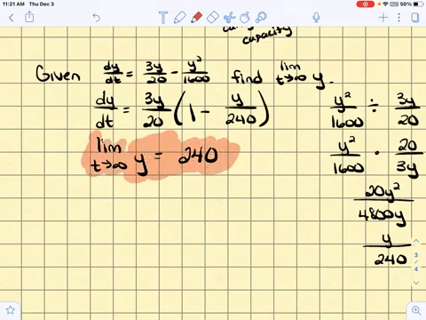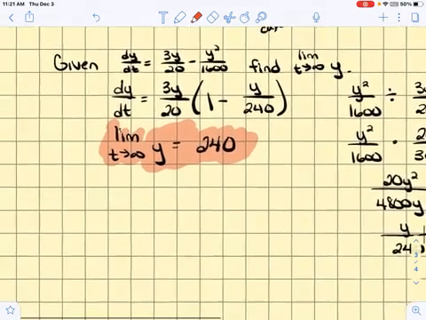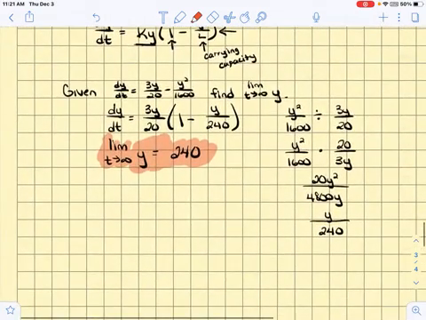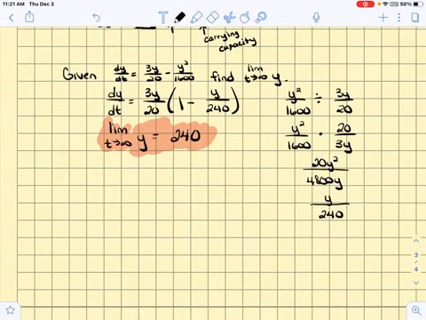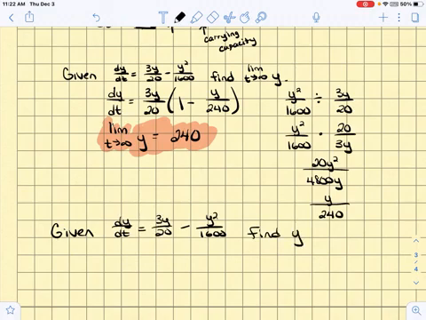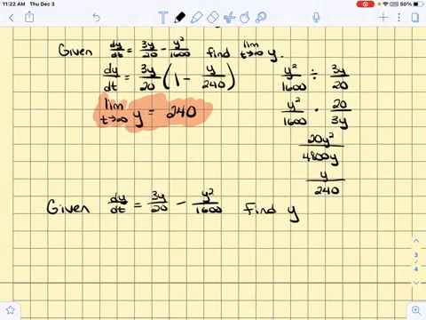Okay, what if the question asked you to actually write the original equation? If I asked you to find y, that's a different story. We're going to use the exact same equation. So given dy over dt, find y, or solve the differential equation. We already did a little bit of the work. We've got dy over dt equals 3 over 20 times y, and then I've got 1 minus y over 240.